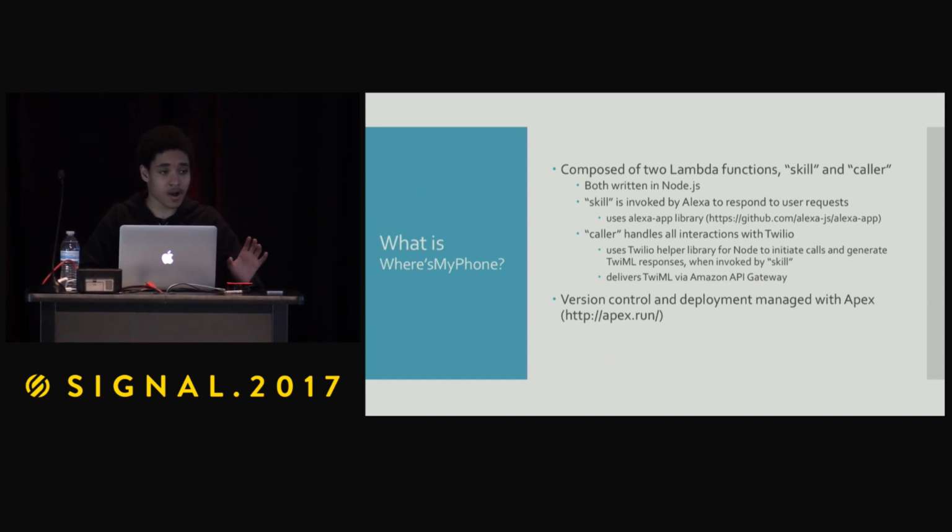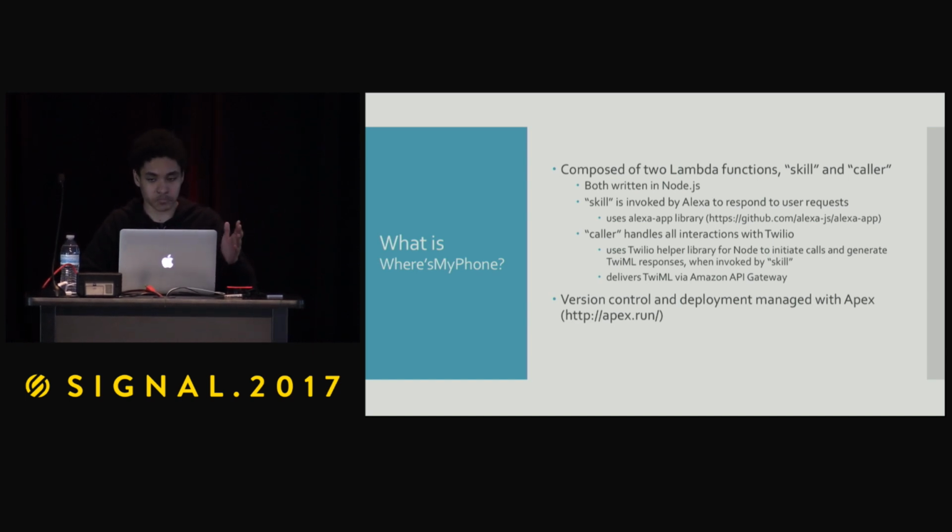It's composed of two Lambda functions, two microservices, one called the skill function and the other called the caller function. They're both written in Node.js. The skill function is invoked by the Alexa service to respond to user requests. So if I say, open Where's My Phone, Alexa goes and talks to the skill and says, the user asked to open Where's My Phone, what should I say now? The skill provides the response, and it really goes back and forth between Alexa and that skill function.